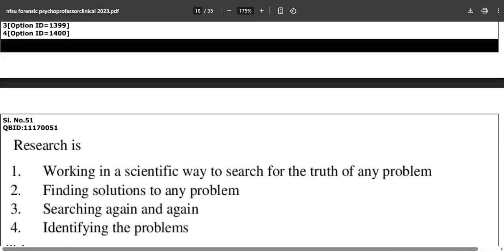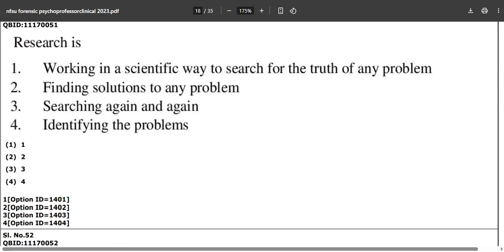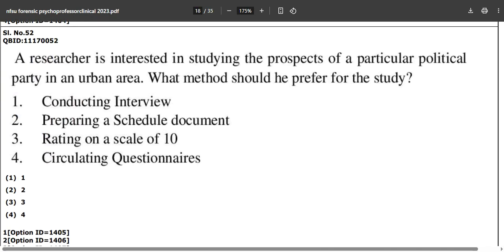Now moving forward to the next one, and from this 50th question your research section starts. What is research? Working in a scientific way to search, finding solutions, searching again and again, identifying the problem. It is working in a scientific way to search for the truth of any problem. This is called research. Don't worry, it will not repeat. A researcher is interested in studying the prospects of a particular political party in an urban area. What method should he prefer for the study?